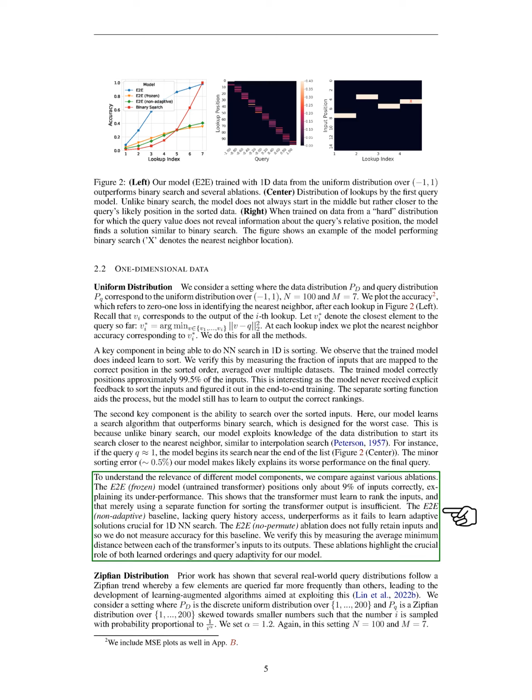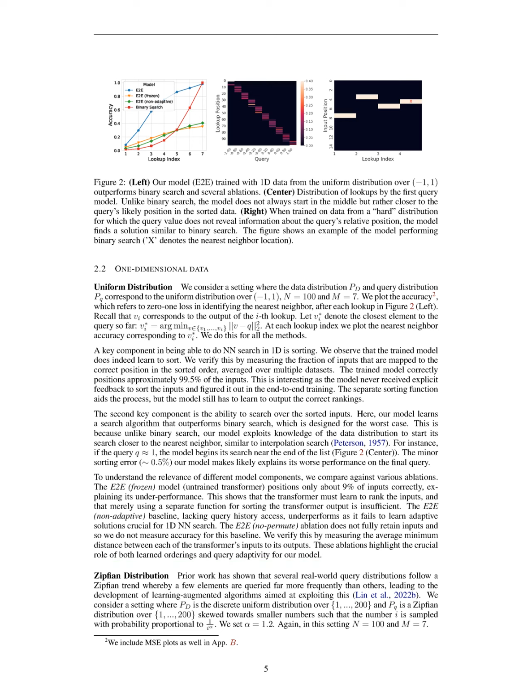To assess the importance of different model components, we compare against various ablations. The frozen model, which does not train the transformer, only positions about 9% of inputs correctly, highlighting the necessity for the transformer to learn effective ranking. The non-adaptive model, which lacks access to query history, also underperforms, as it cannot adapt to the needs of one-dimensional nearest neighbor search. The no-permute model does not retain inputs well enough for accuracy measurement. Overall, these comparisons emphasize the importance of learned orderings and query adaptivity in our model's performance.